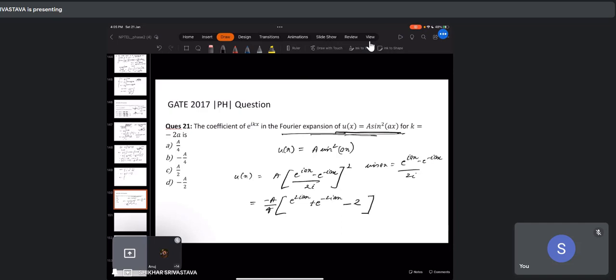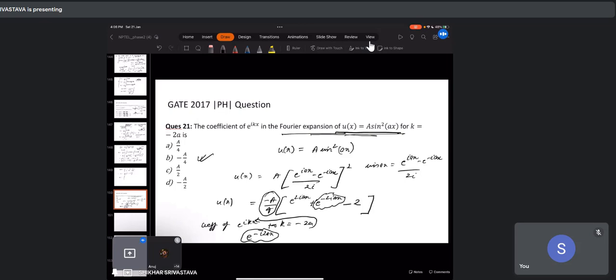minus 2 times. Okay, so now in the question they have asked the coefficient of exponential ikx for k is equal to minus 2a. So put k is equal to minus 2a here. So it will be what? E to the power minus iota 2ax. So they have asked the coefficient of exponential minus 2x. So in this question, the coefficient of exponential minus 2x is what? Minus a by 4. So directly you can find this question. So little tricky. So no need to just expand this in this form and just easily find this coefficient.